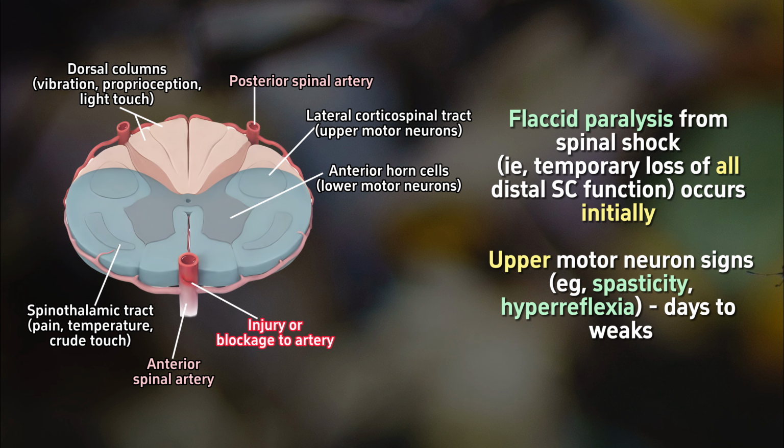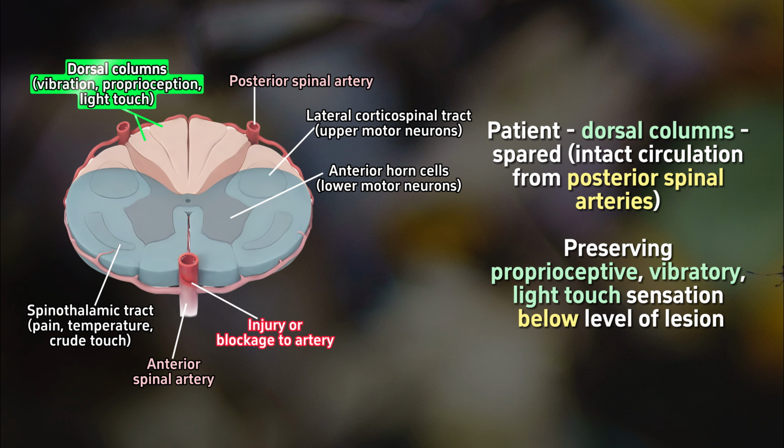Flaccid paralysis from spinal shock, that is, temporary loss of all distal spinal cord function, occurs initially, but upper motor neuron signs, for example, spasticity and hyperreflexia, subsequently develop over days to weeks. As in this patient, the dorsal columns are typically spared due to intact circulation from the posterior spinal arteries, preserving proprioceptive, vibratory, and light touch sensation below the level of the lesion.